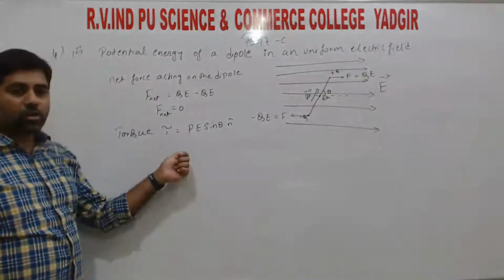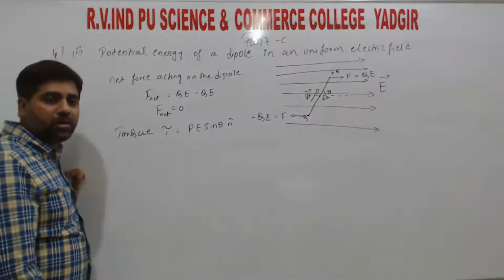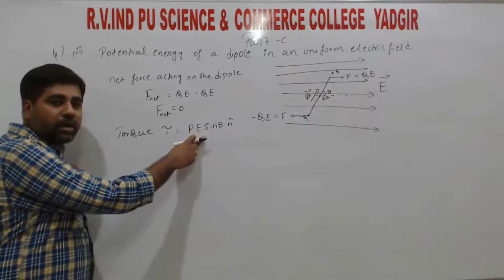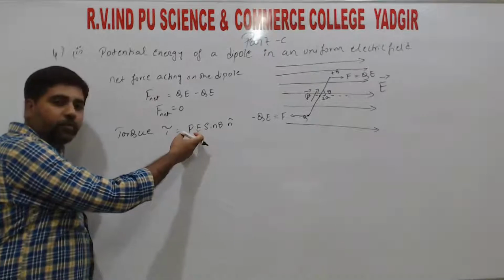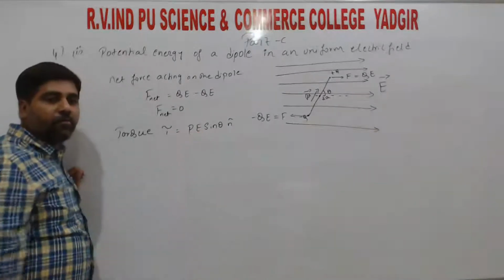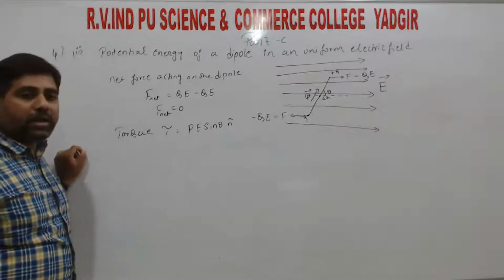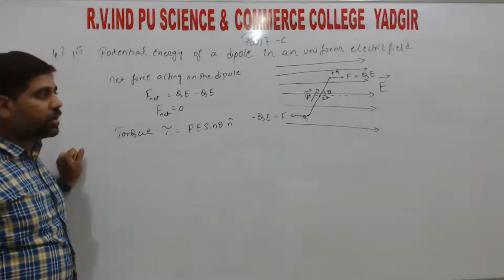Torque is a cross product. You have studied dot product and cross product in maths. So we can write this as P cross E. Multiplication of two vectors gives a vector again, right? So tau is equal to P sin theta, and n cap is the direction.